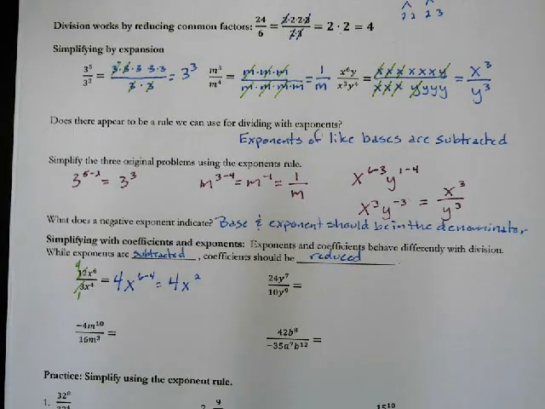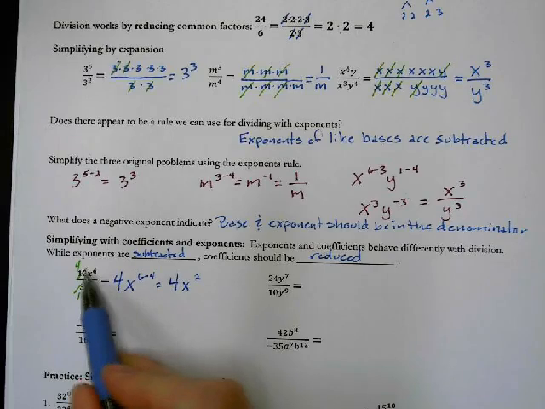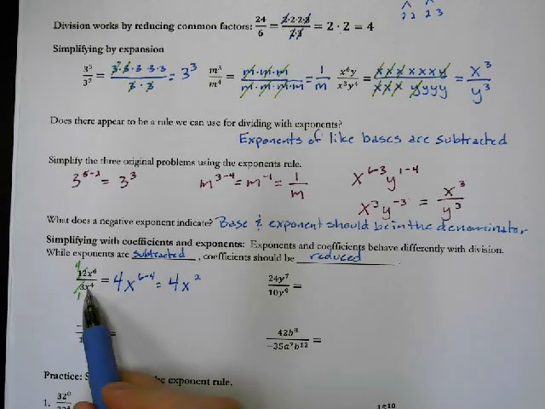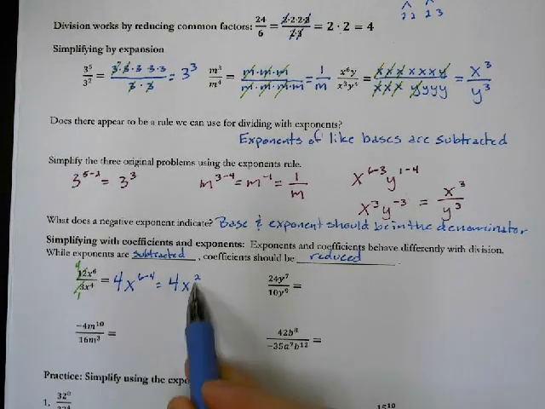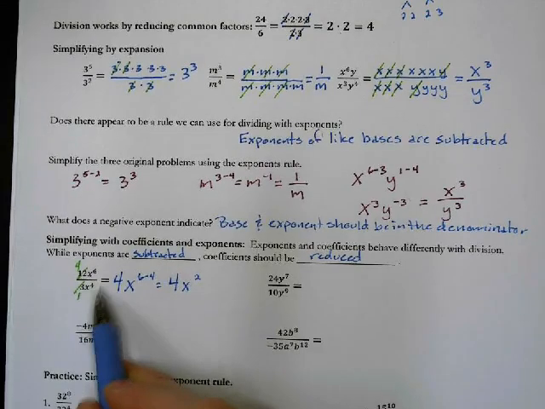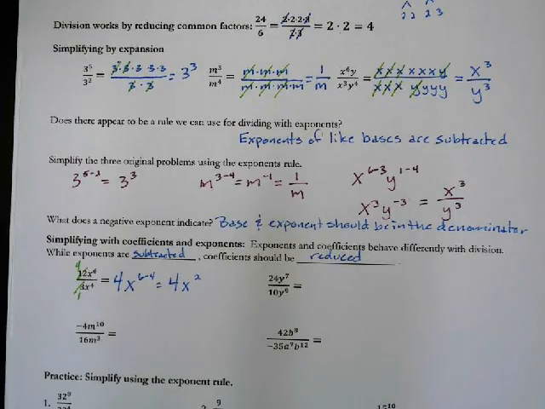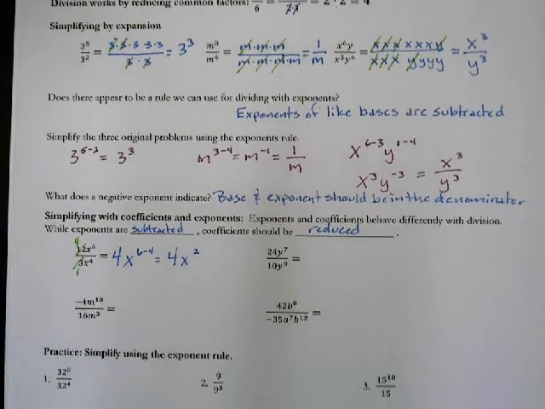Notice that I had more x's on top than I did on bottom. That's going to indicate that my x's belong in the numerator. If I would have had more x's on the bottom, that would indicate that my final answer should have my base and my exponents in the denominator.